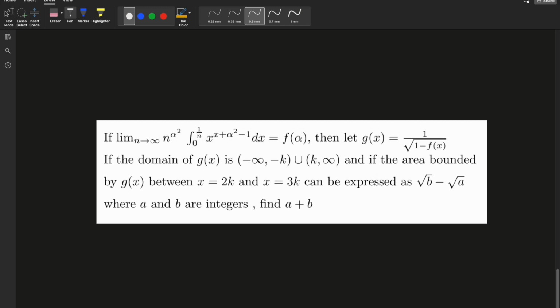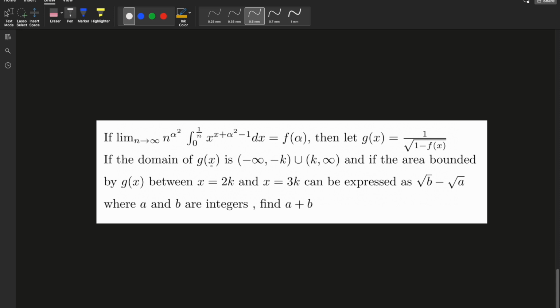We have this problem on calculus which involves many concepts like limits, integration, functions, area under the curve, etc. So this is the statement. If limit n tends to infinity, n raised to alpha square into integration from 0 to 1 by n, x raised to x plus alpha square minus 1 dx is equal to f of alpha, and let g of x is equal to 1 by root of 1 minus f of x.